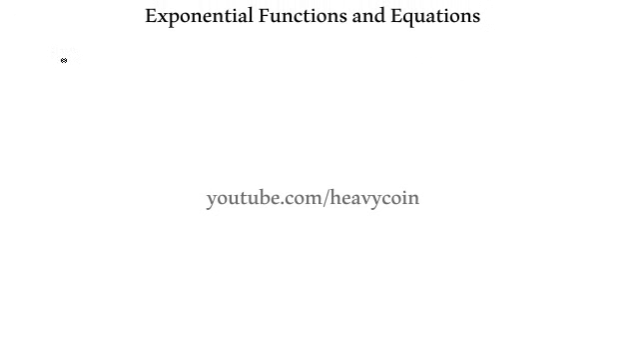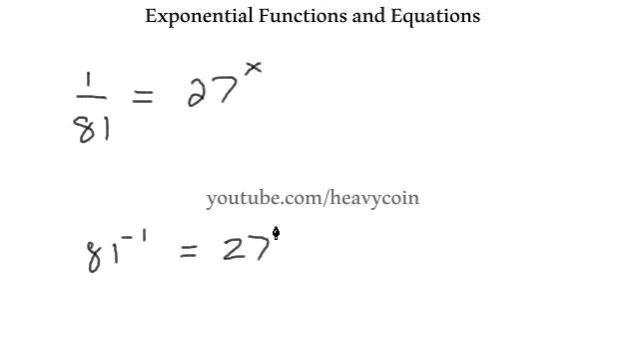Try to work as many as I can here. Alright, here we go. We've got 1 over 81 is equal to 27 to the x. So we know that 9 times 9 is 81. We know that 9 times 3 is 27. So we know 9's involved in this whole thing here, right? So I'm going to rewrite this as 81 to the negative 1, taking this up into the numerator and just rewriting everything here.